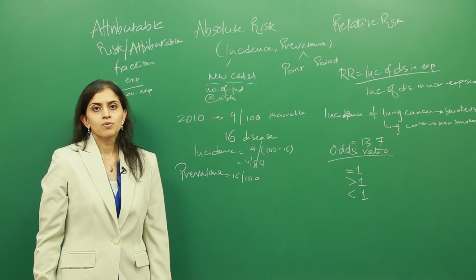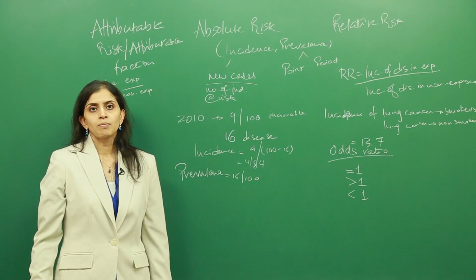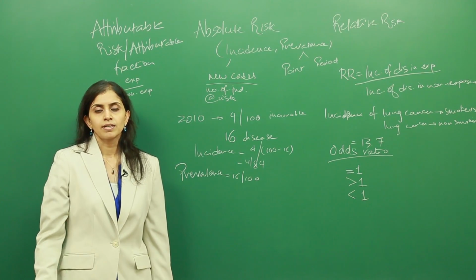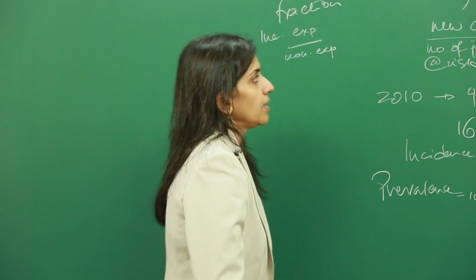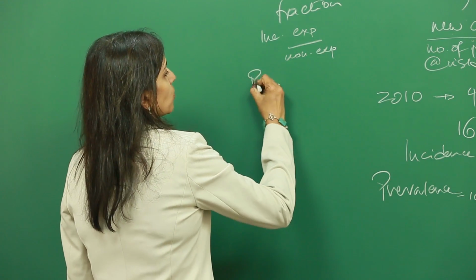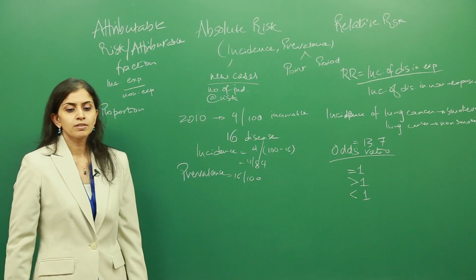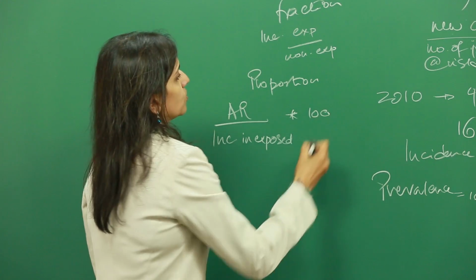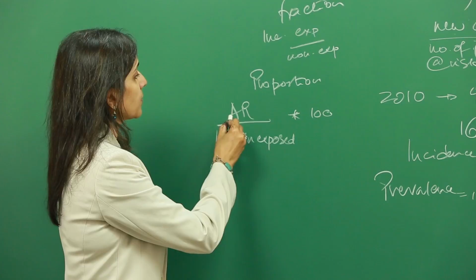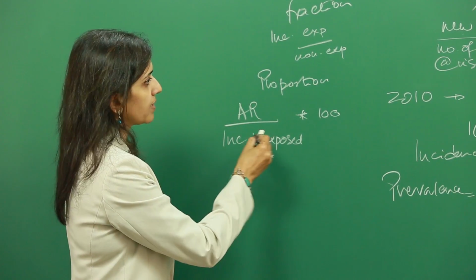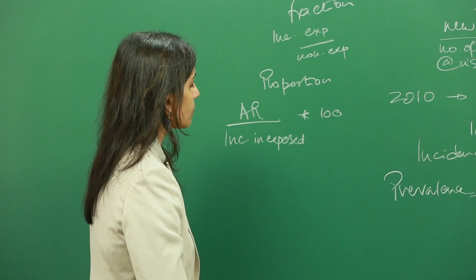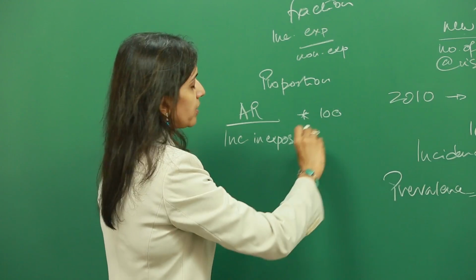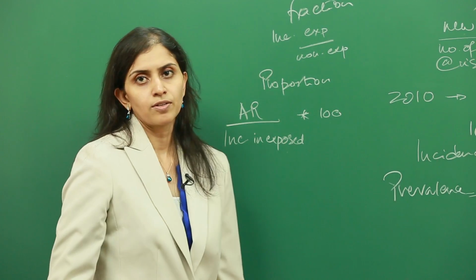And in the non-exposed, there's a background risk, so there's an amount of risk that can be permitted as part of the attributable risk. The attributable fraction is a proportion. It's the proportion of disease incidence that can be attributed to an exposure. It can be expressed as the attributable risk divided by the incidence in the exposed, which you would get from your relative risk ratio, times 100.